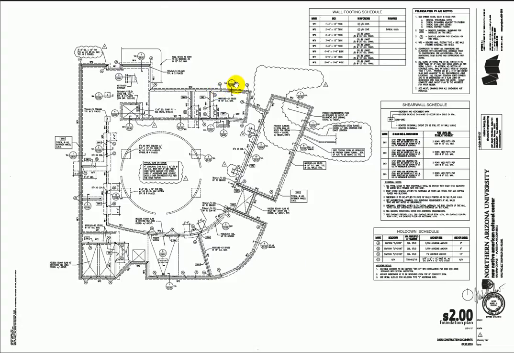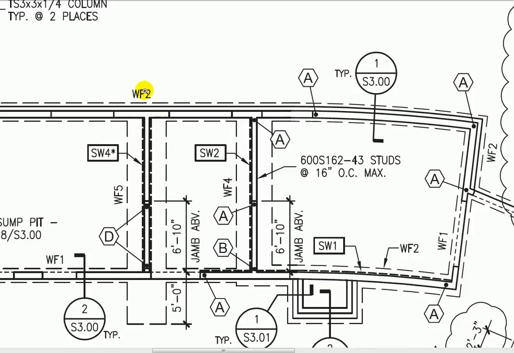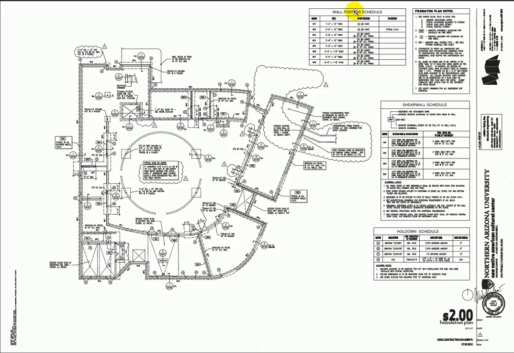So we were looking at S300. So let's jump into this little area here. This tells me it's wall footing number 2 is running along here. So I'd have to find a schedule with wall footing number 2 on it. And what I see over here is the wall footing schedule. So let's jump over here.